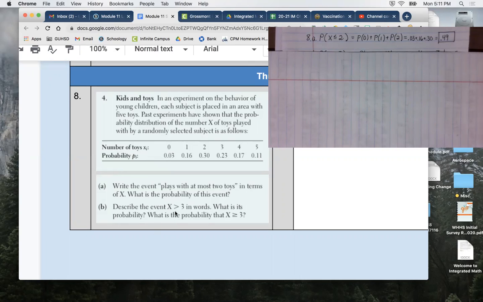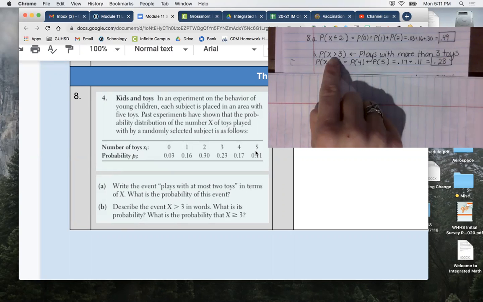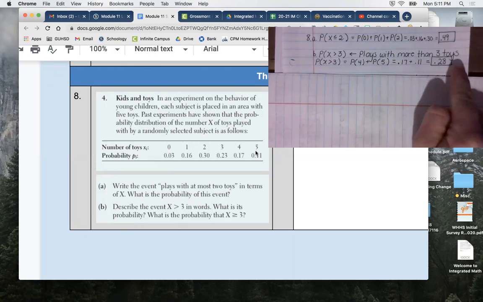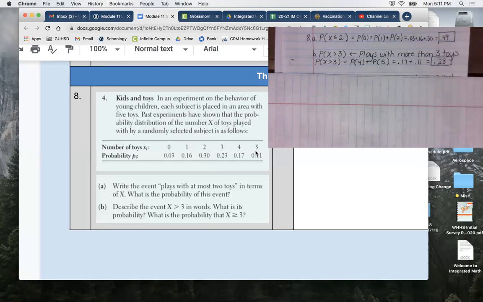In B, it says describe the probability of greater than three. That would be playing with four and five. Greater than three is four and five toys. So you'll see that I wrote that as this, right? Greater than three. What that means is playing with more than three toys. And when you calculate that, I add those two probabilities together to get 28% of the time.